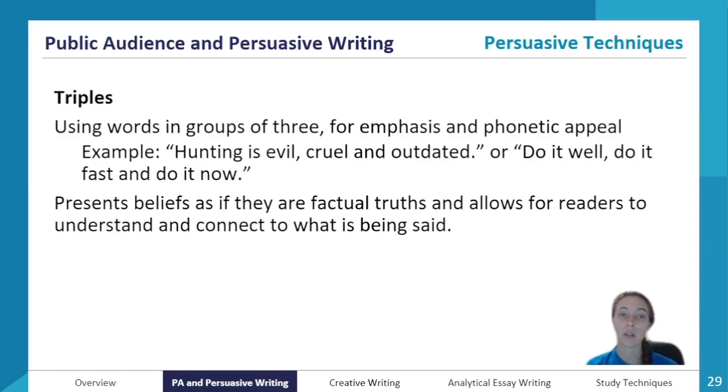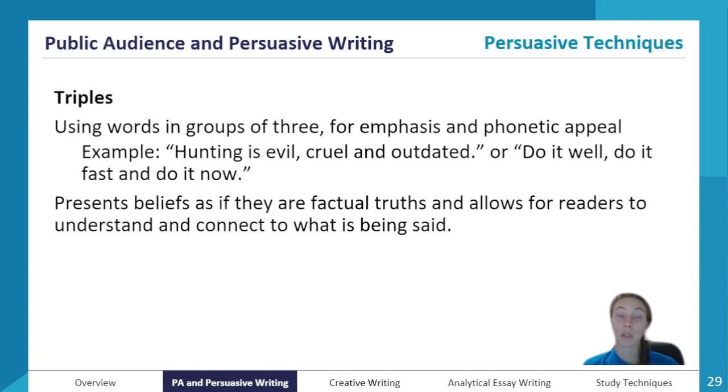And that comes into this idea of triplets, using words in groups of three for emphasis and phonetic appeal. So, hunting is evil, cruel, and outdated. Now, there's multiple ways of doing triplets. You can do it like that in one sentence, or you can do it in separate sentences. You've got do it well, do it fast, and do it now. So those two examples are both triplets in a single sentence. As I mentioned, you can have those separate sentences as well with three different ideas.